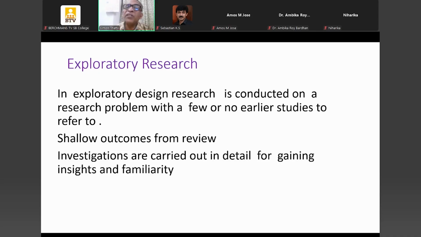But there is a problem or an issue on which there is nothing in terms of why, what, how. Nothing is available. There is no data, there is no theoretical backing on characteristics, problems, related aspects, nothing. But you are experiencing a problem. Now, if you want to find out why this is happening, you have to explore, because it's a design which is bringing you right to start from scratch. There are no known facts relating to it. So your investigations are carried out in detail for gaining insights and familiarity.